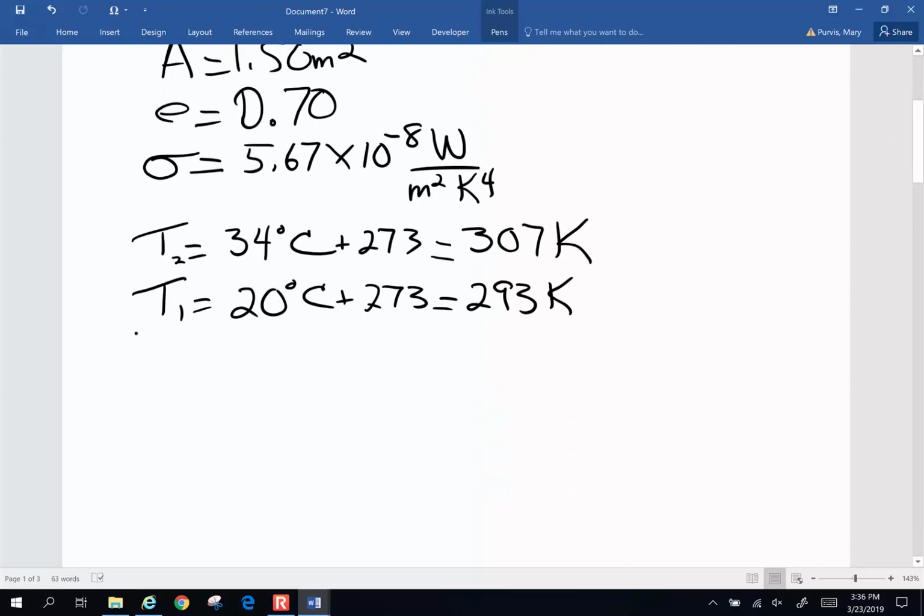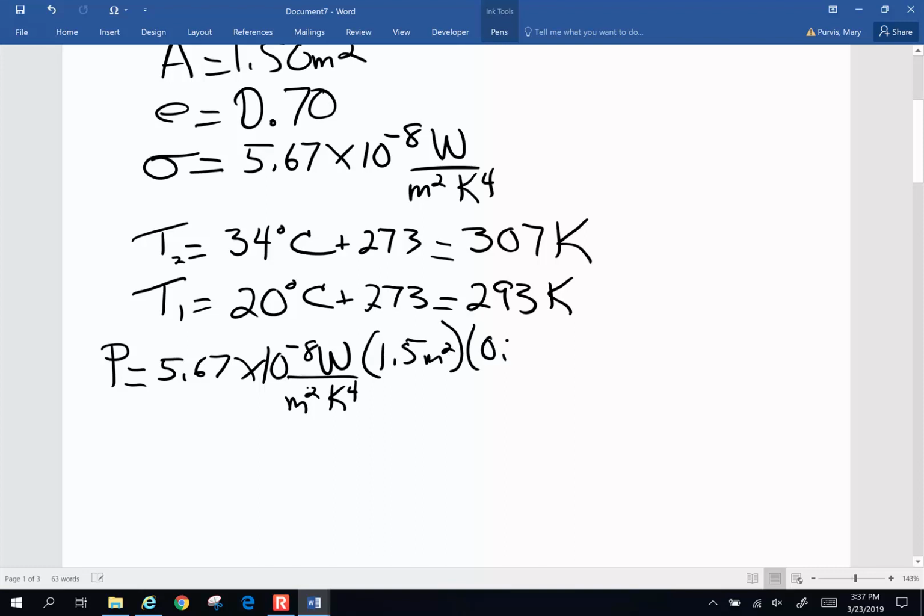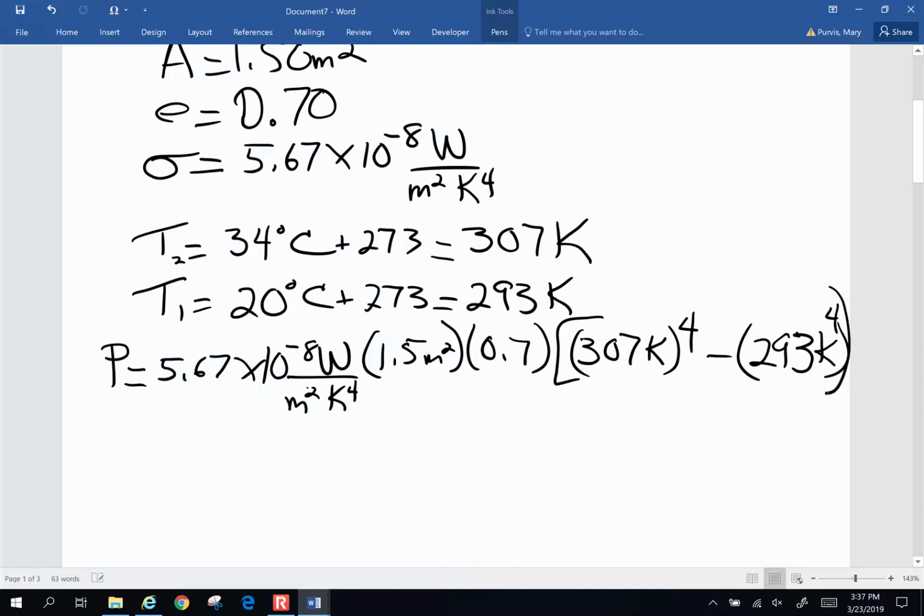So here goes. The power, the rate at which heat is going to be dissipated, is going to be that Stefan Boltzmann constant, which is 5.67 times 10 to the negative 8 watts per meter squared Kelvin to the fourth power, times our surface area, 1.5 meters squared, times 0.7, times 307 kelvins to the fourth power minus 293 kelvins to the fourth power.